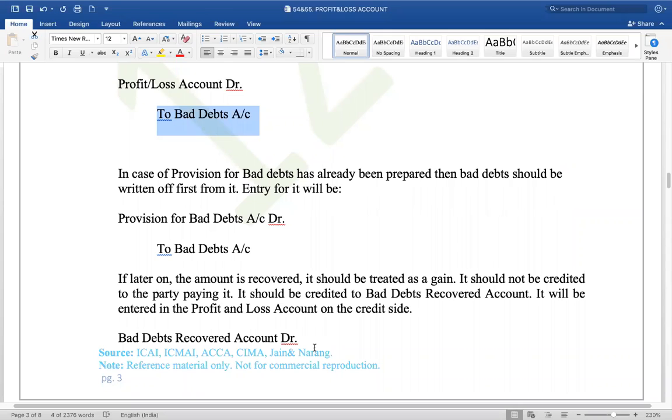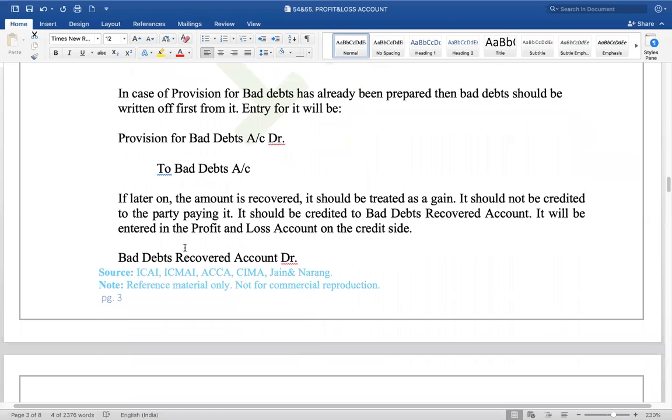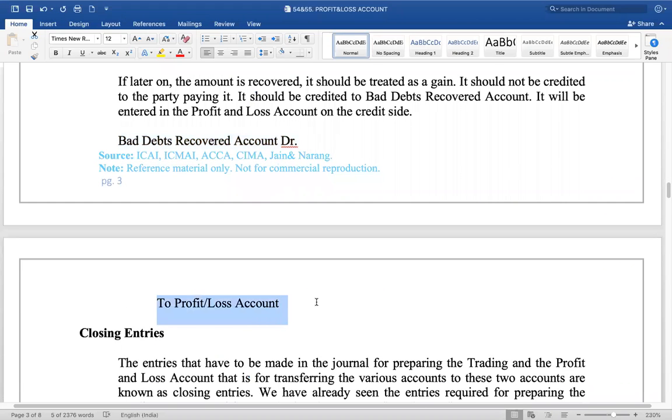This was treated as bad debt by Bhavani, but she's recovering that. And what is that? Bad debts recovered account, credit to profit and loss account. When it is bad debt, you are debiting it to the profit and loss account. When it is recovered, you are crediting it to the profit and loss account.